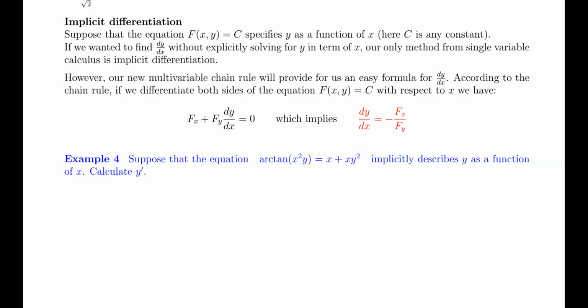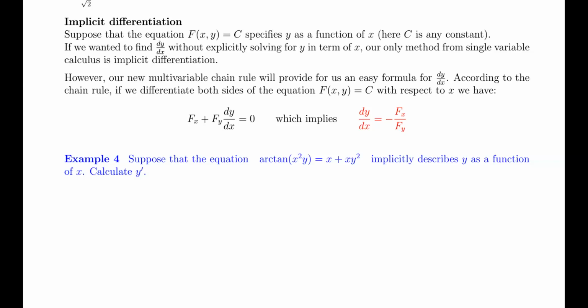In this video, we're going to continue on with our discussion of the chain rule as it relates to partial derivatives. So let's suppose that we have a function f of two variables x and y equal to some constant c, where this actually specifies y as a function of x. So we're supposing again that y is a function of x here. Those are not two independent variables.